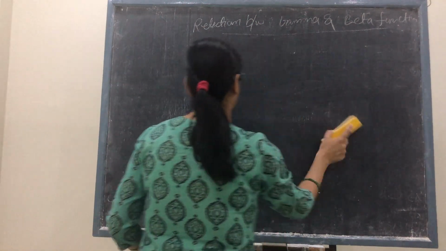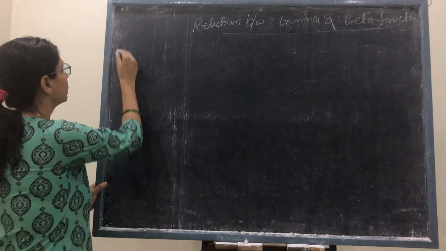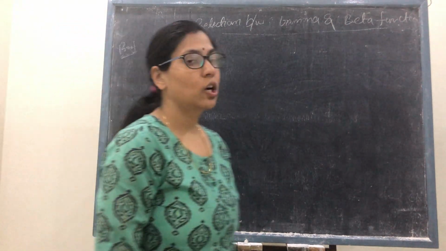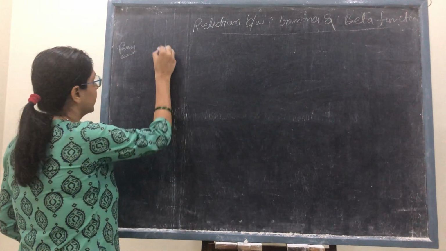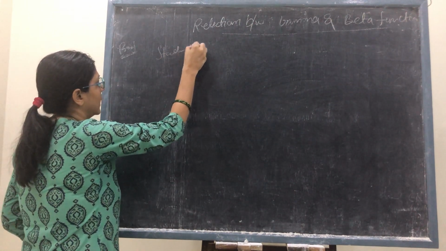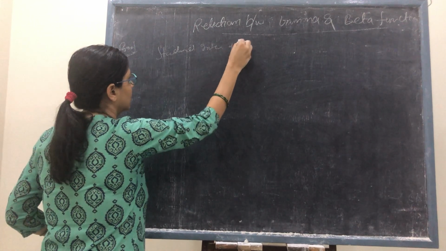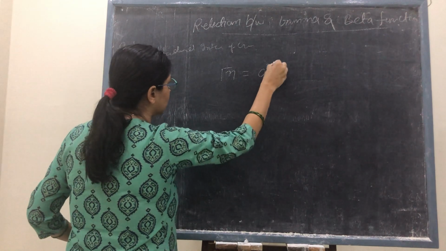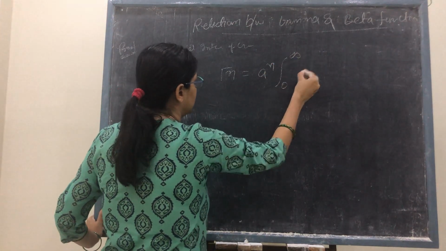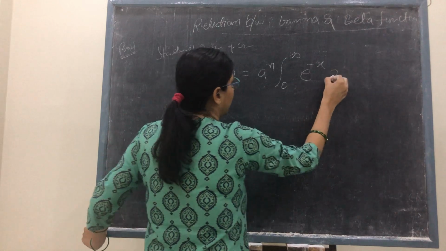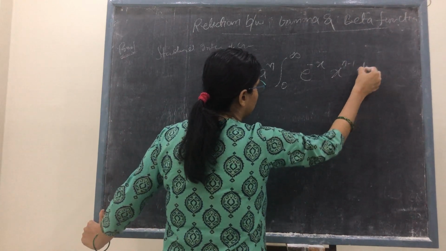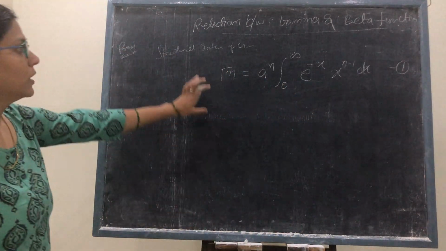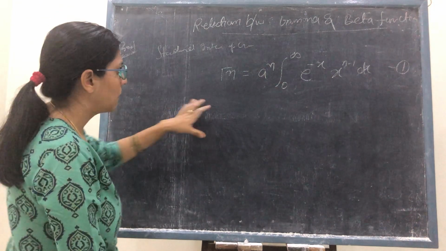Now for the proof, using the standard integral of the gamma function. What is the standard integral of the gamma function? Gamma of n equals a raised to the power n, integral 0 to infinity e raised to the power minus ax, x raised to the power n minus 1 dx. Call this equation 1. This is our standard integral of the gamma function.